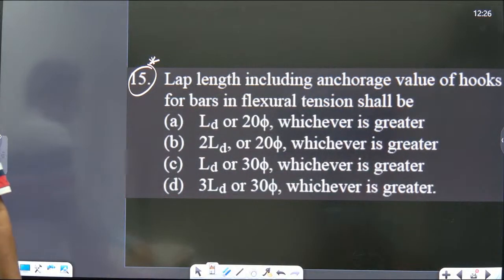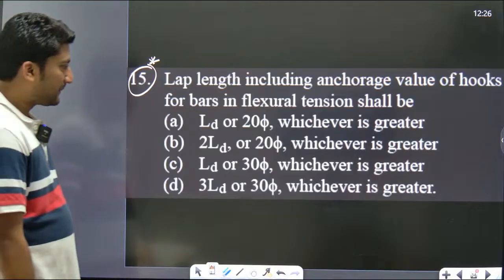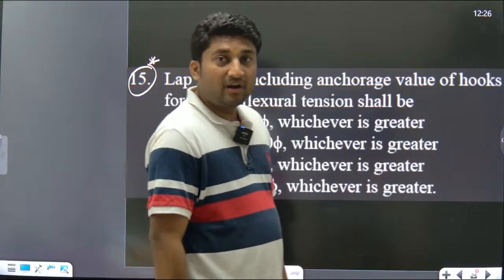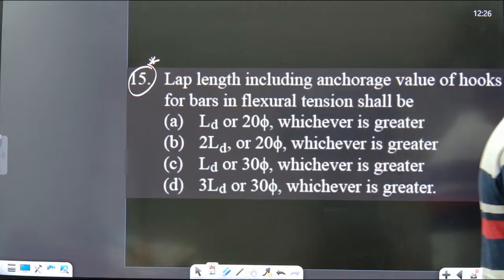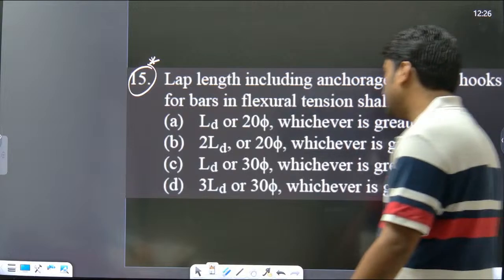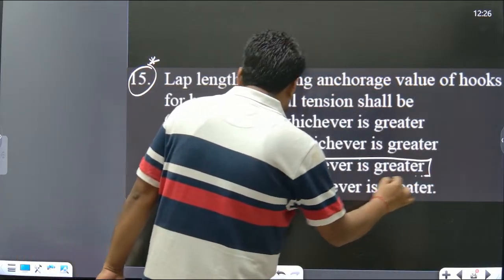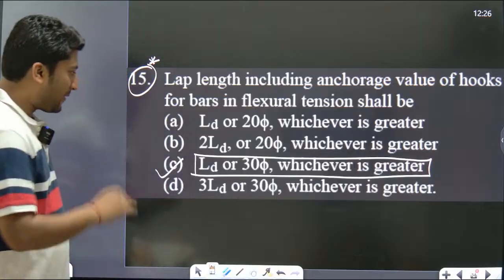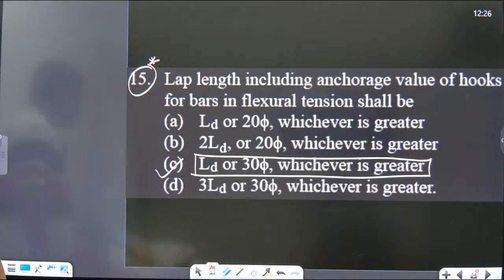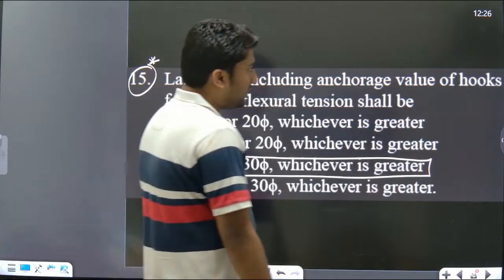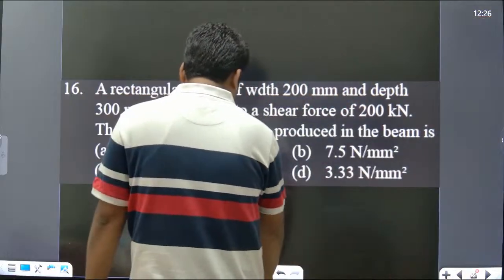Very good. The correct answer is LD or, yes, very good Vignesh. The correct answer is C. It is LD or 30, whichever is more. So development length LD or 30 times the diameter of the bar, whichever is more. C is the correct answer. Understood everyone? Moving towards the next question.